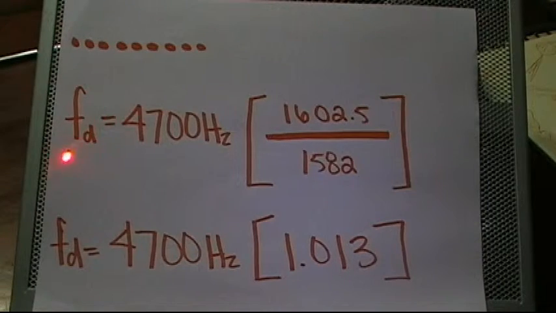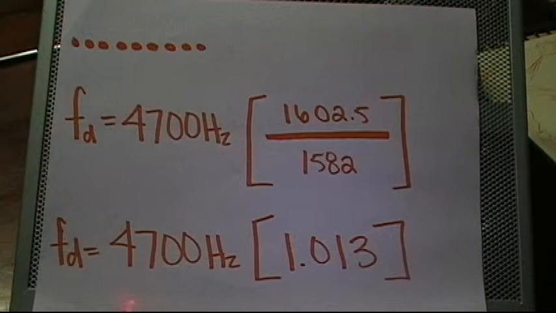Now in algebra, f of d equals 4,700 hertz times 1,602.5 divided by 1,582. You add the velocity of the wave and the velocity of the detector to get the numerator. Then you subtract the velocity of the source from the velocity of the wave to get the denominator.